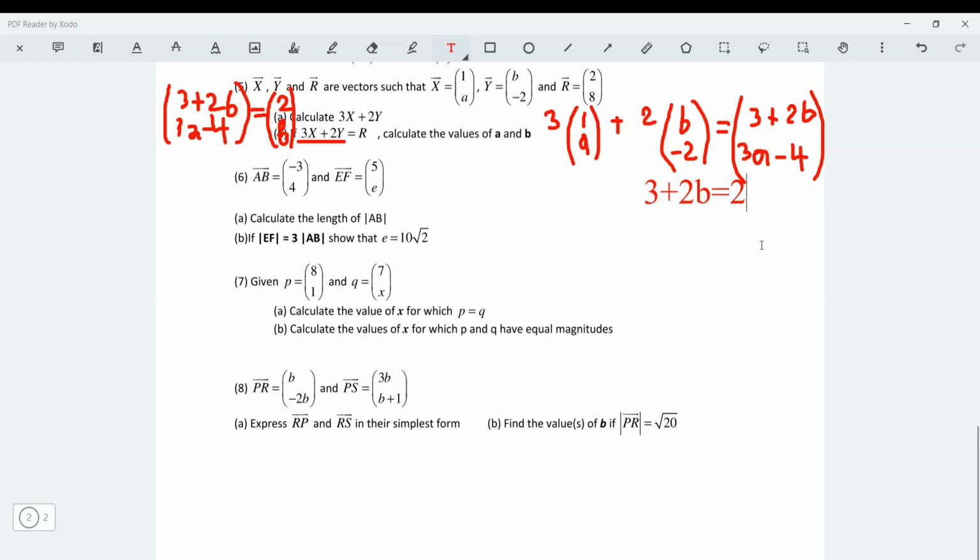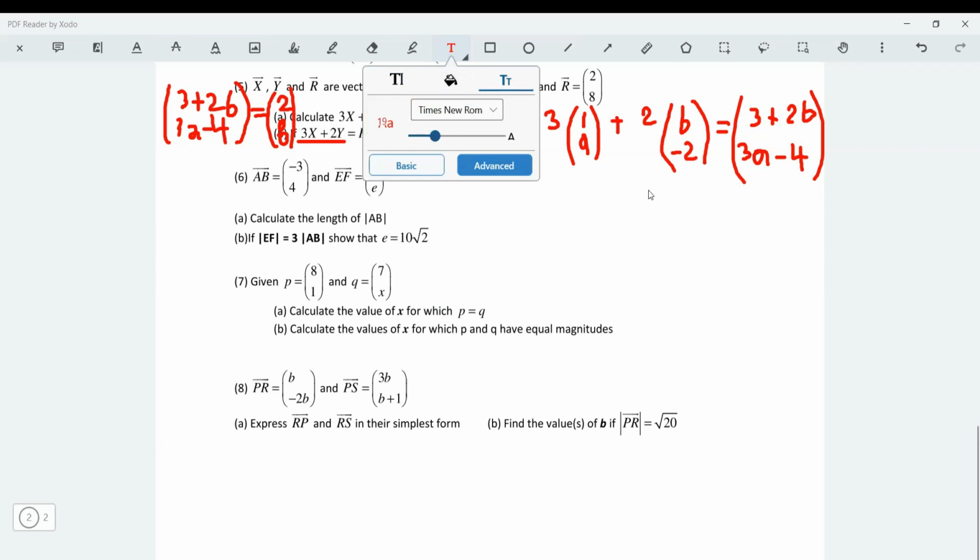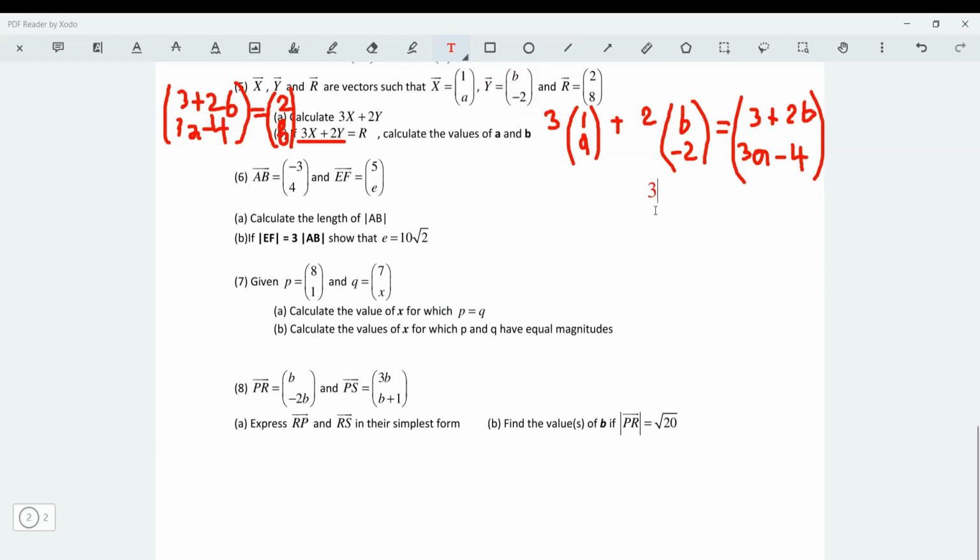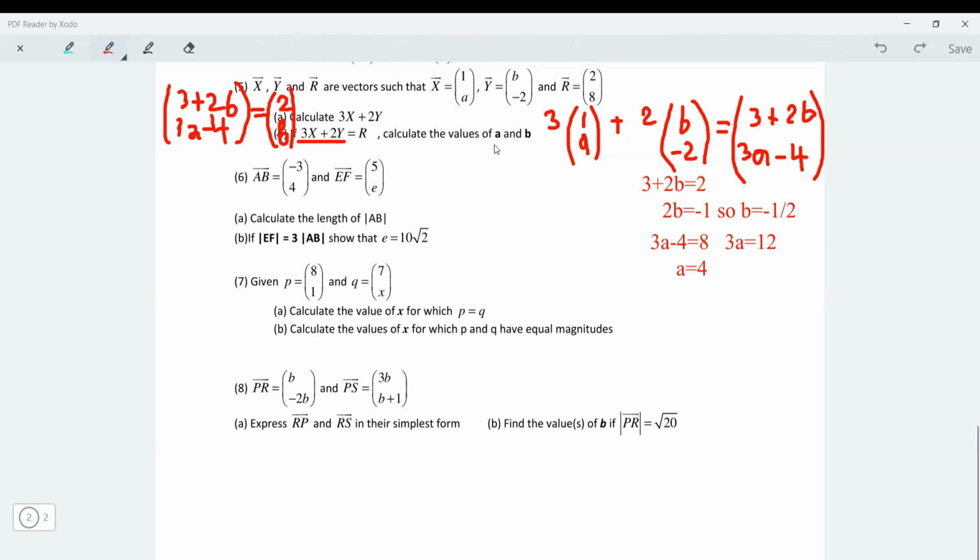So we can subtract 3 from both sides to get 2b. I'm going to write a little smaller just to have more space. So we can say that 3 plus 2b equals 2. That means 2b equals negative 1, and so b equals negative 1/2. Then the next line tells us 3a minus 4 equals 8. So that means 3a equals 12, and dividing both sides by 3, a equals 4. So that gives the values for a and b: a is 4, and b is negative 1/2.